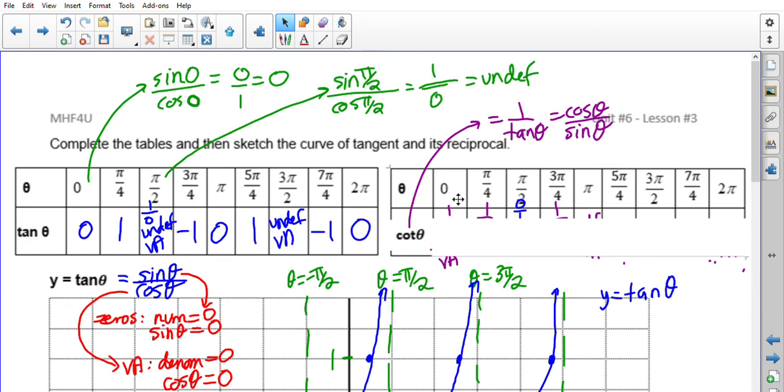So cotangent of 0 is 1 over tan 0. Okay. That's going to give you 1 over 0, so undefined, vertical asymptote. Cotangent of pi over 4. That should be cos pi over 4 divided by sine pi over 4. We should get an answer here, or you can take the answer from up here, of course. Okay, and do 1 over 1 and get 1.